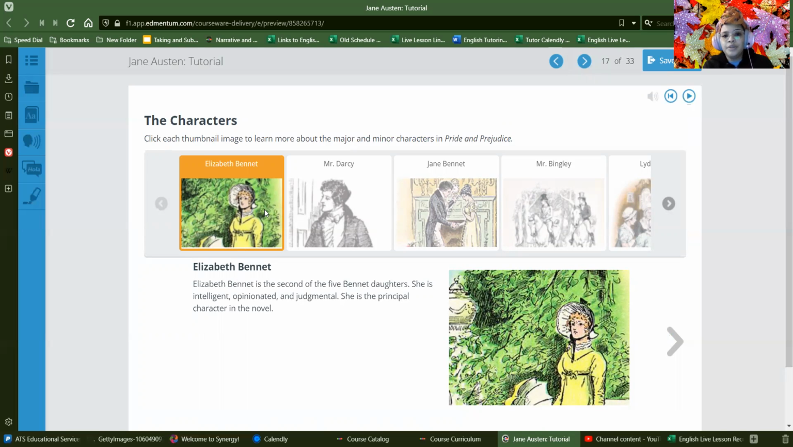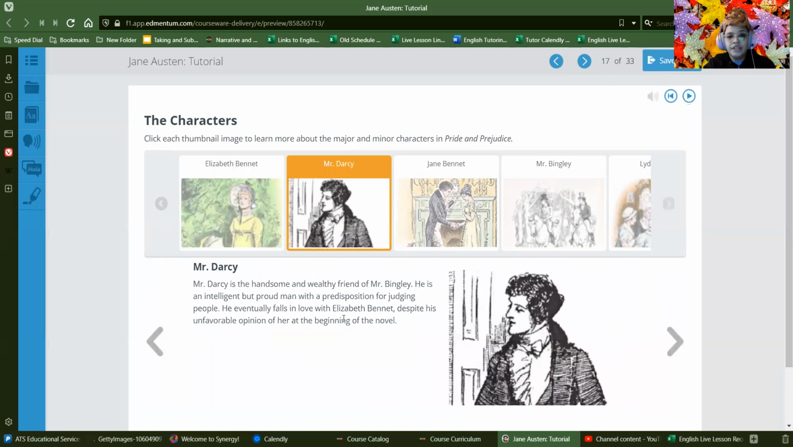So first we have Elizabeth Bennet. She's the second of the 5 Bennet daughters. She's intelligent, opinionated, and judgmental, and she's the principal character in the novel. So that's like a fancy way of just saying she's the protagonist or a protagonist. She's the main character.